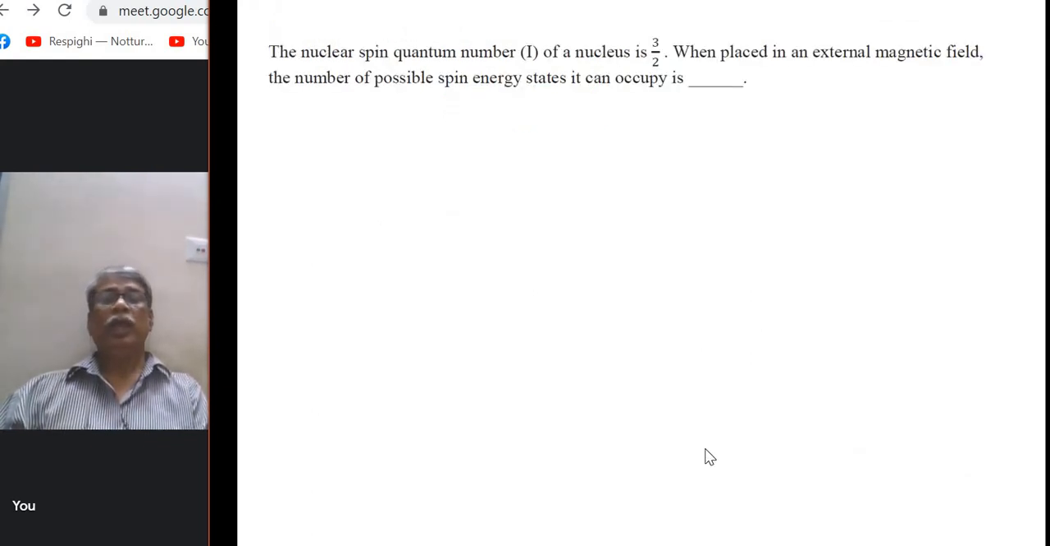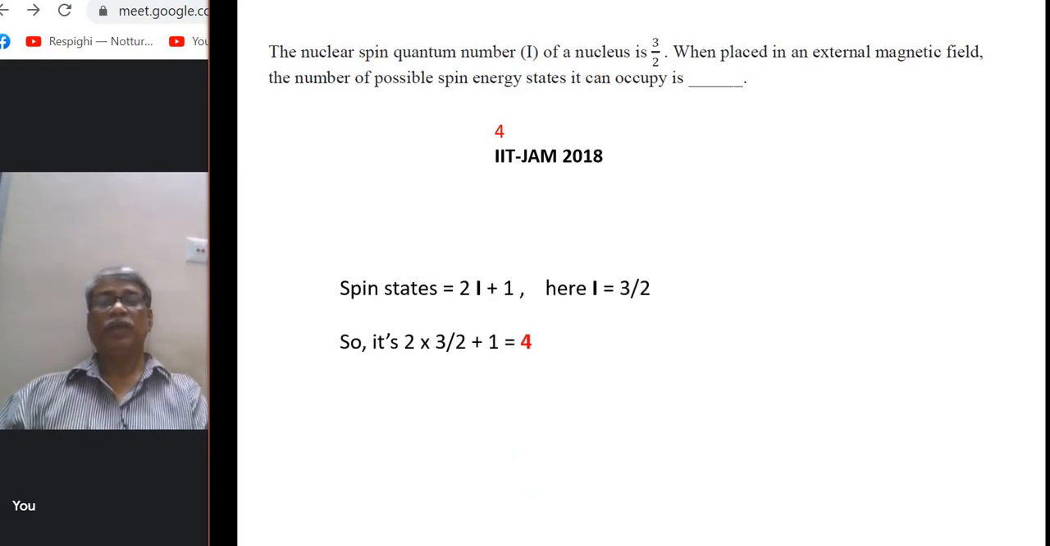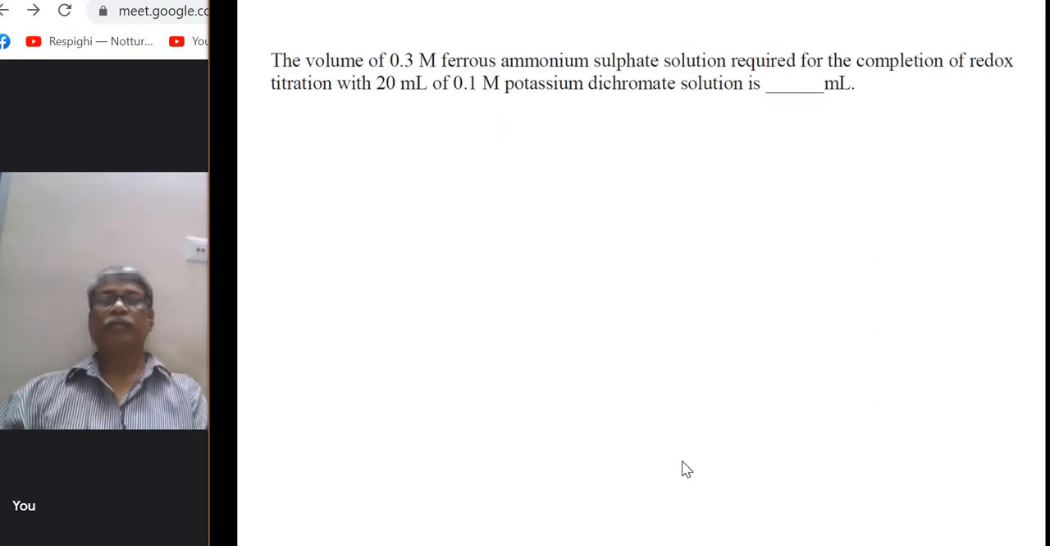The nuclear spin quantum number I of a nucleus is 3 by 2. When placed in an external magnetic field, the number of possible spin energy states it can occupy is. It's simply a one line formula. You know that 2I plus 1 is the number of spin states if I is the spin quantum number. So I is here 3 by 2. So 2 into 3 by 2 plus 1 gives you 4.